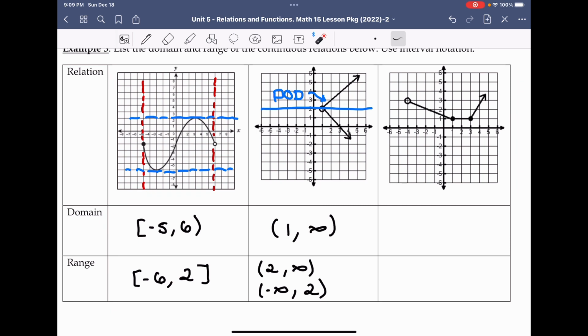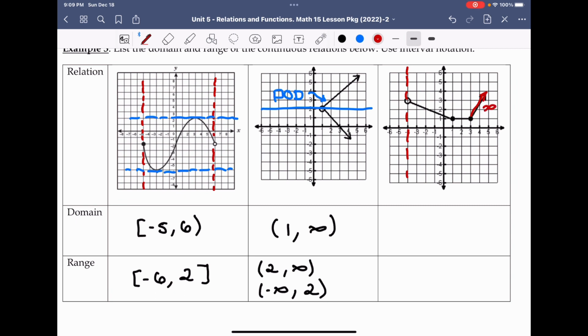It just approaches 2, but never actually reaches 2 because of that point of discontinuity or the hole. Okay, now we're going to look at our graph here, our fourth one, and we look at this and say, okay, well, how far left does this graph go? And what I'm going to do is I'm actually going to do our containing method that we did before.